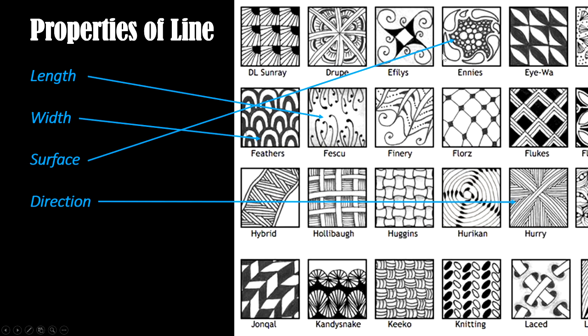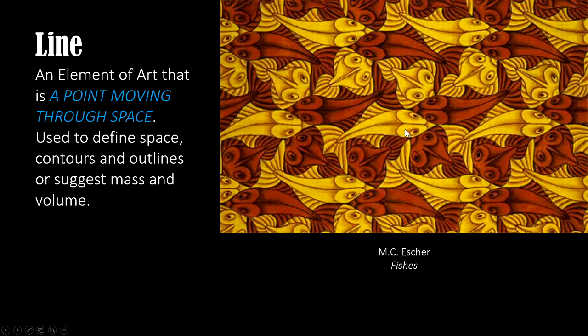We also talk about surface, which means how you use line to create texture. Texture is actually another one of our elements of art. But you see here how it's used to create this bubbly, scaly type texture. They're using those lines to create different surface qualities. And then direction. Direction is just what we talked about: horizontal, vertical, and diagonal, and everything in between. So line is that simple, guys. There's nothing super complicated about it. But if you understand the properties and the different ways to use it, then it helps your artwork.